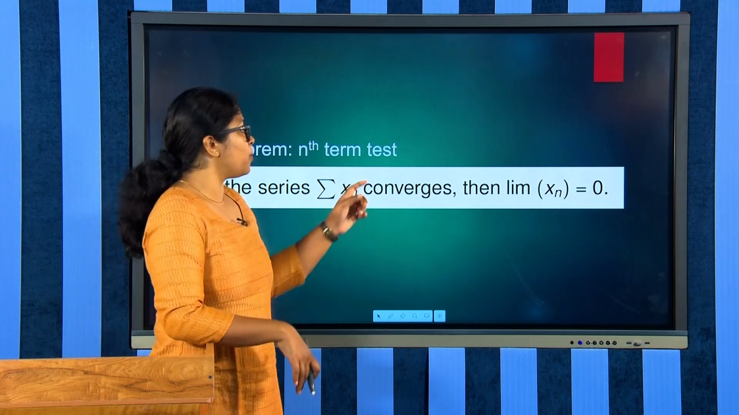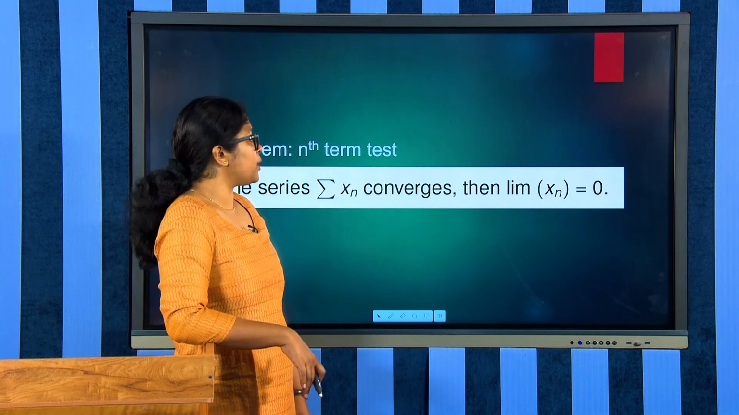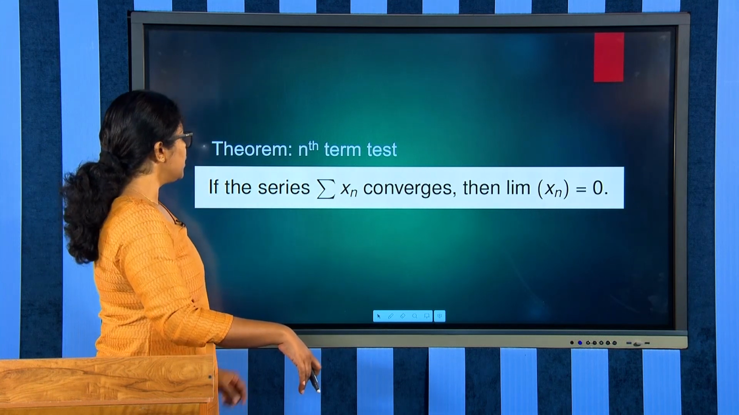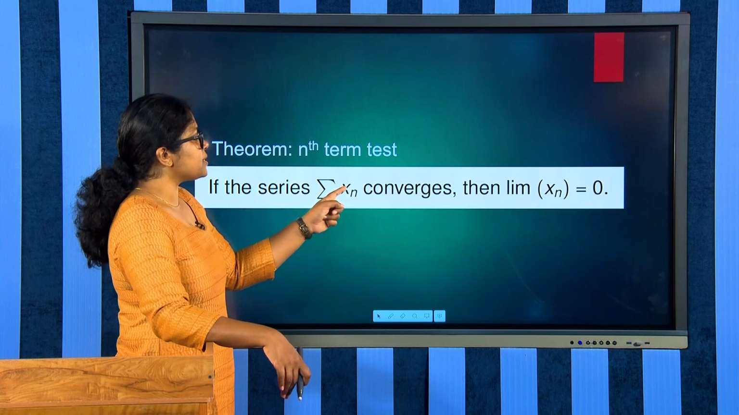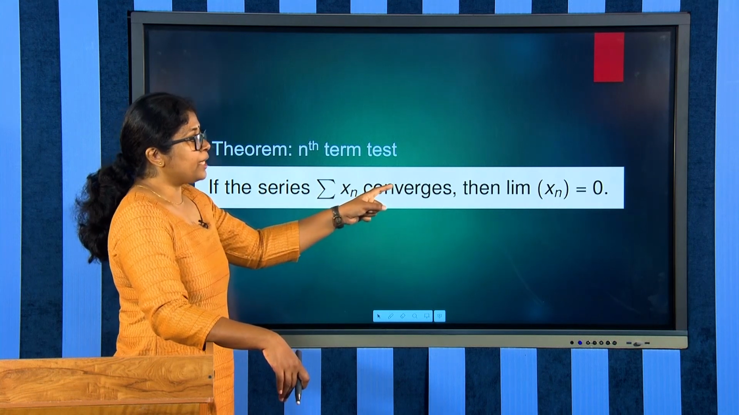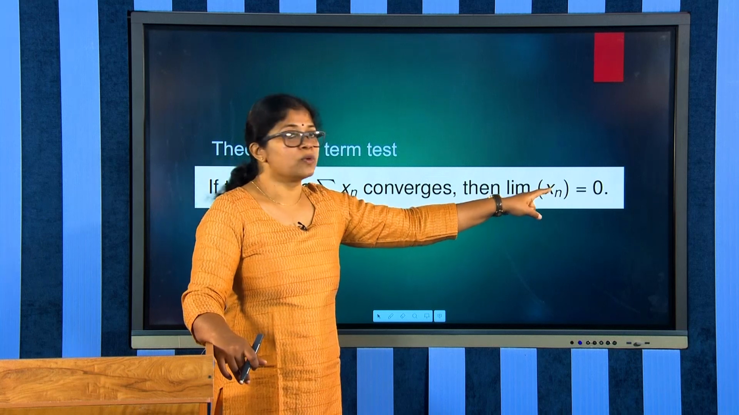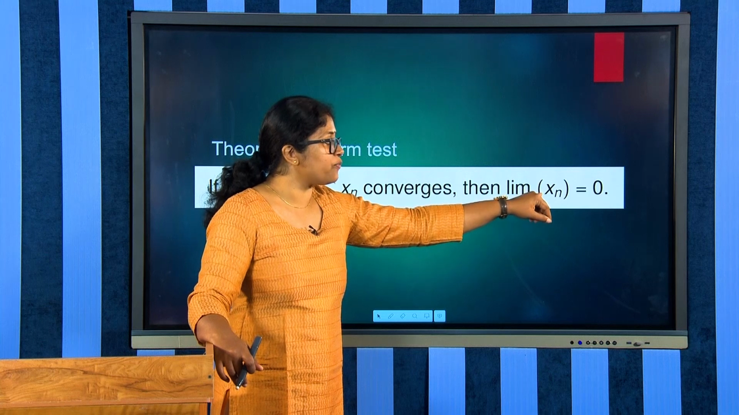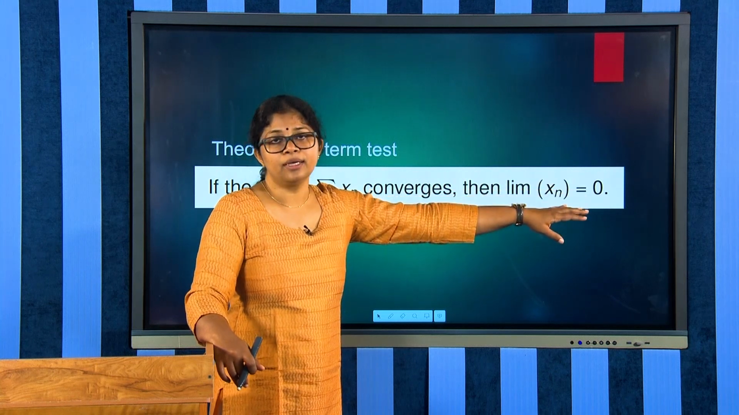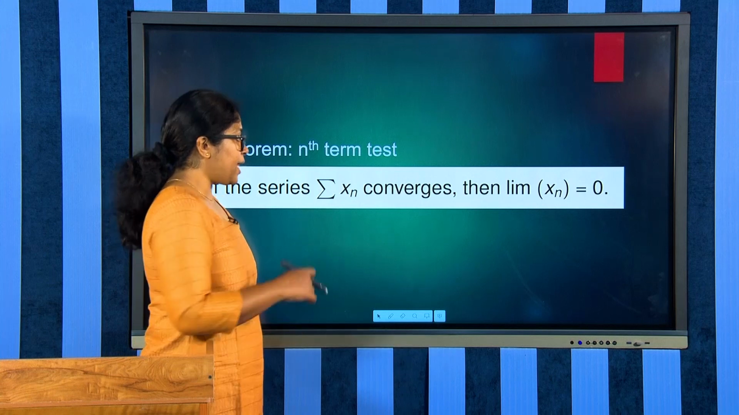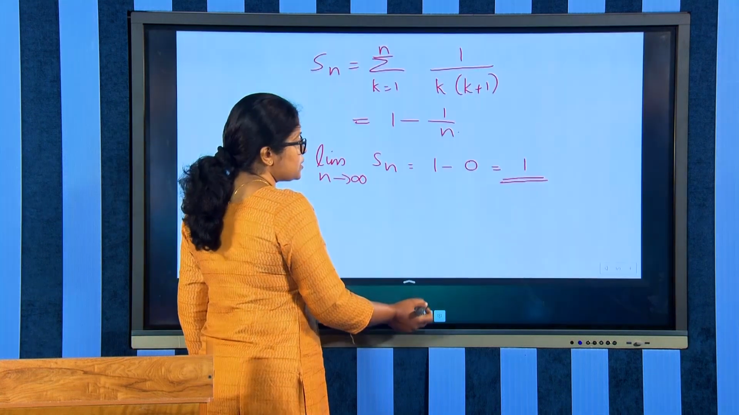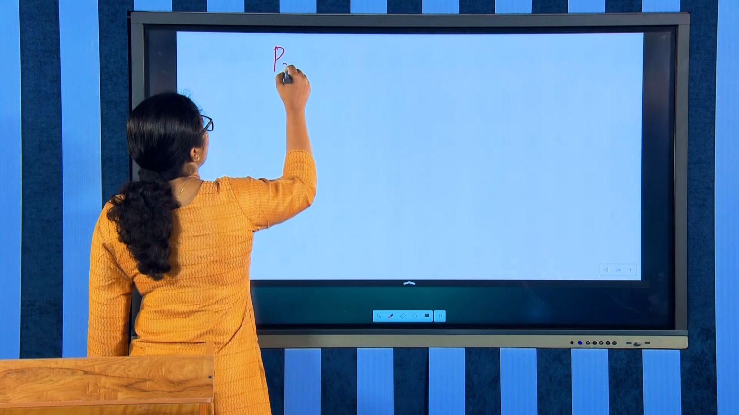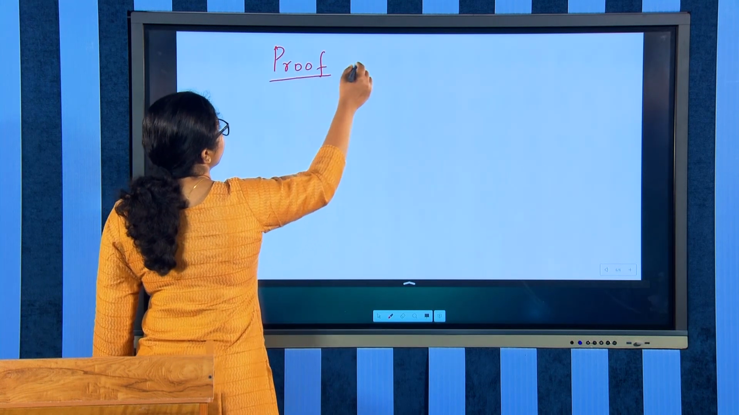So, the first and foremost test which we have to keep in mind is what is called the nth term test, which says that if the series sigma xn converges, then the nth term goes to 0 as n tends to infinity. That is, limit n tends to infinity of xn is nothing but 0. So, the nth term is going to 0. So, how is this? We can see the proof of nth term test.